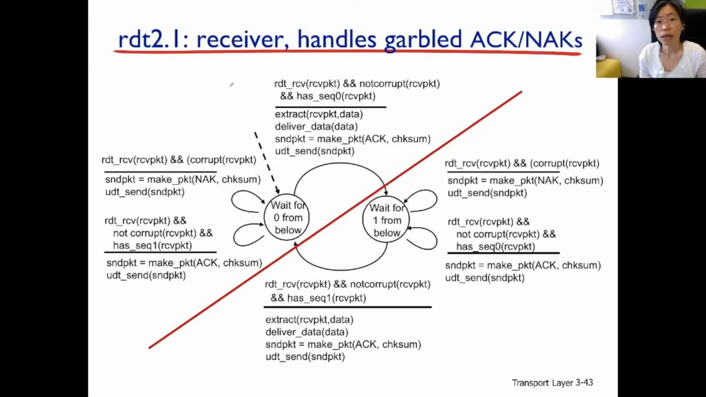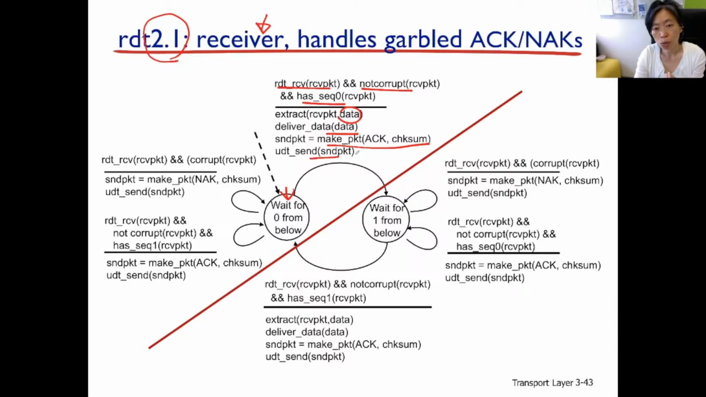Now let's try to develop RDT 2.2's finite state machines. Here we will borrow from 2.1 and start from the receiver side of the finite state machine. The initial state is wait for 0 from below. So we're expecting data of 0, and we get it. If it's not corrupted and indeed carrying sequence number 0, then we extract data, pass it up to the application layer, generate an ACK packet with a checksum, and then send it out.